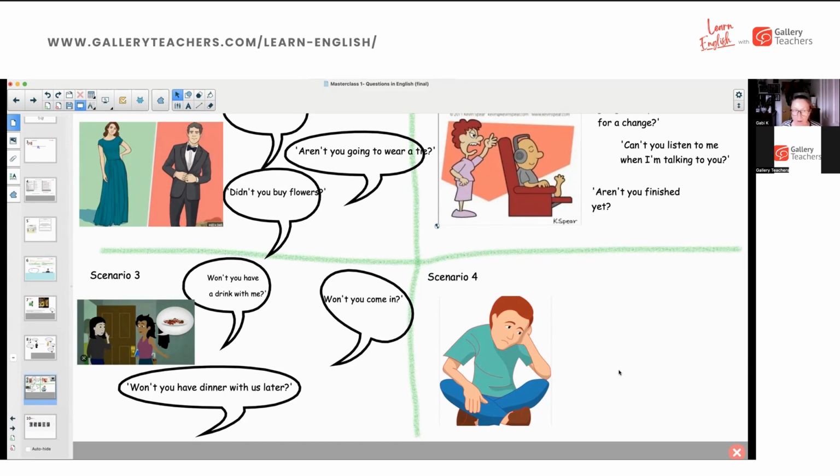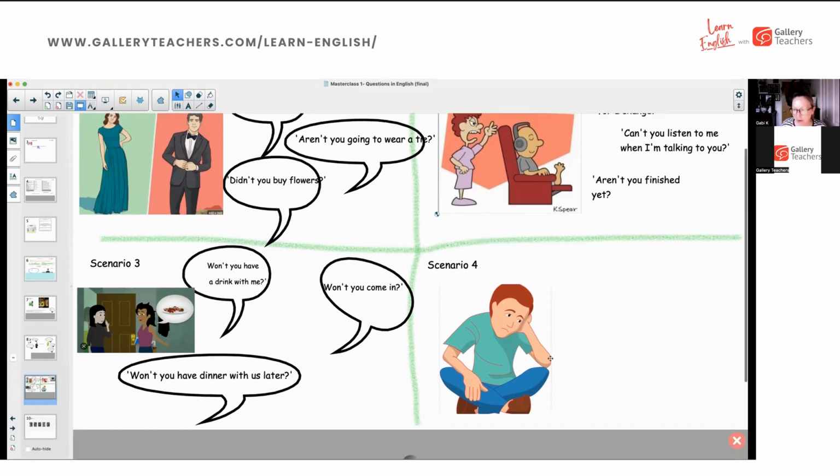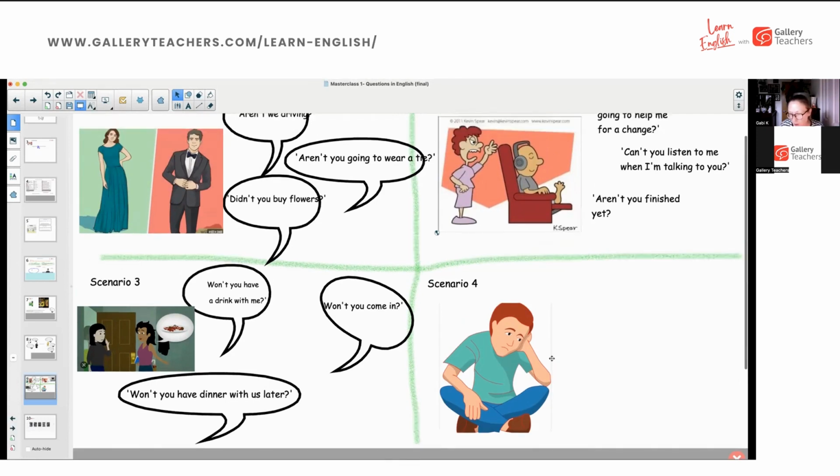Yeah, Ashik, perhaps just a simple, would you like a cup of coffee? So won't you, very good, won't you come out with me later? Very good. So you know that this man is feeling a little bit depressed. So you really want to help him take his mind off problems, and you are inviting him to dinner. So as you can see, these are negative questions, right?